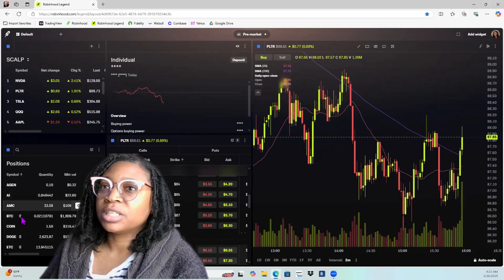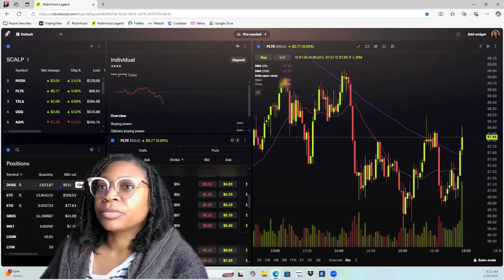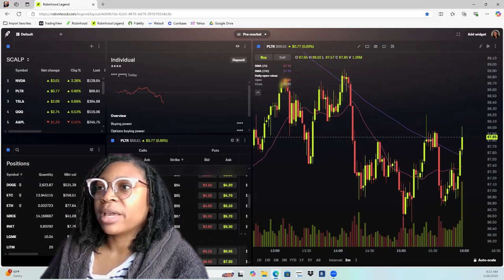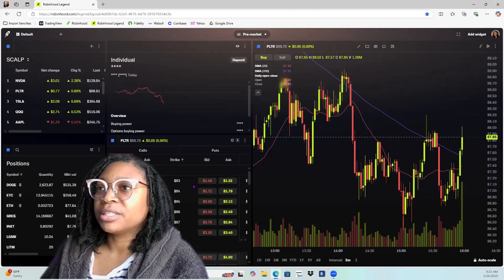So you see the positions here, and then the chart, and then this is where I would look at my options contract.